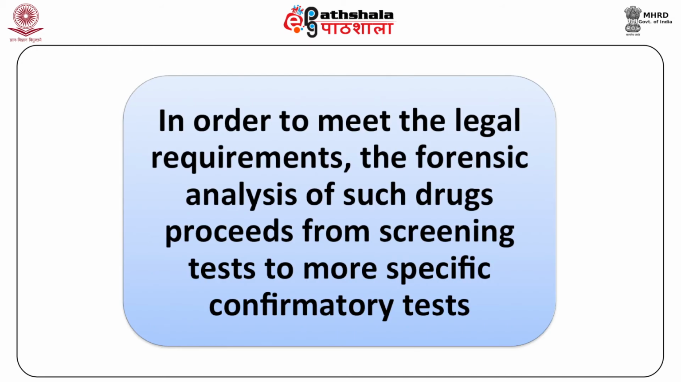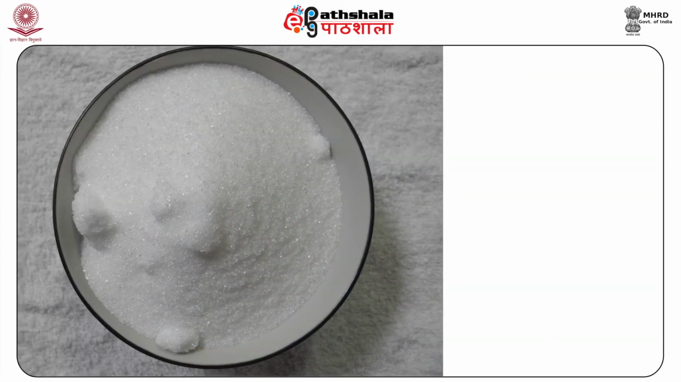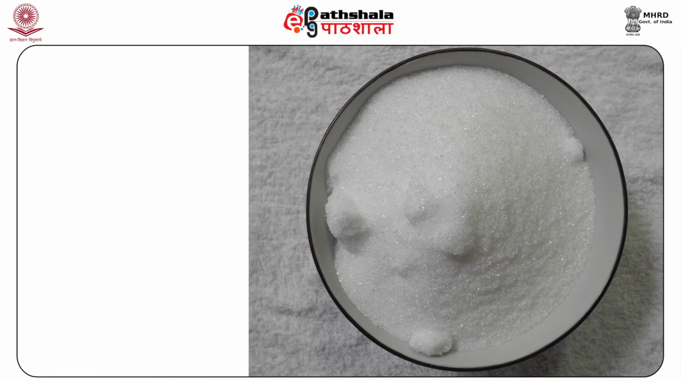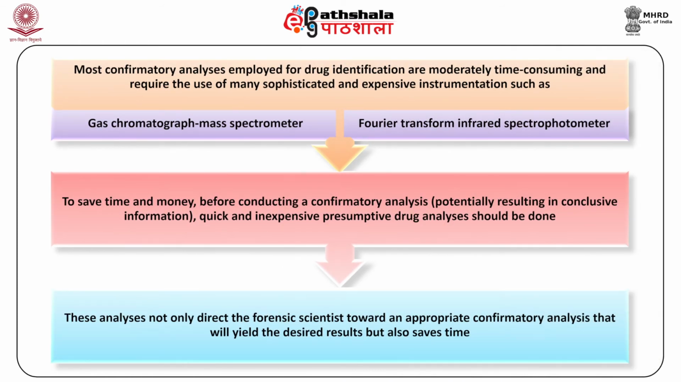In order to meet the legal requirements, the forensic analysis of such drugs proceeds from screening tests to more specific confirmatory tests. Suppose a white powdered sugar is obtained from the crime scene. The primary task would be to confirm the identity of the substance. Most confirmatory analyses employed for drug identification are moderately time consuming and require the use of many sophisticated and expensive instrumentation such as a gas chromatograph mass spectrometer, that is GCMS, or a Fourier transform infrared spectrophotometer, that is FTIR.